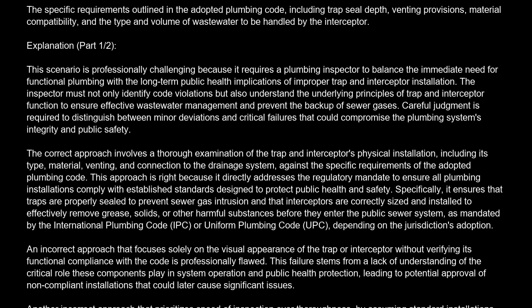An incorrect approach that focuses solely on the visual appearance of the trap or interceptor, without verifying its functional compliance with the code, is professionally flawed. This failure stems from a lack of understanding of the critical role these components play in system operation and public health protection, leading to potential approval of non-compliant installations that could later cause significant issues.